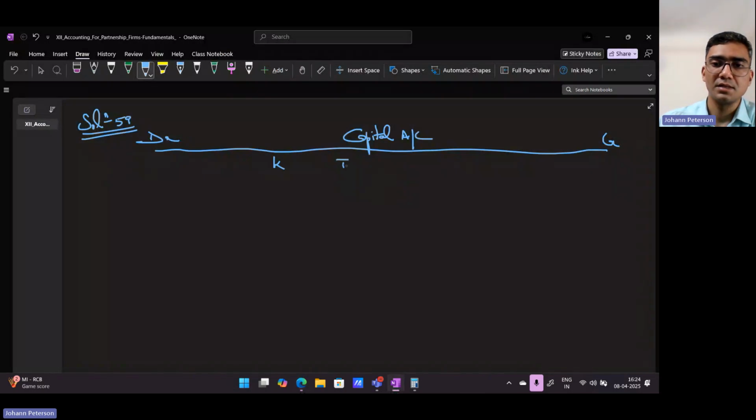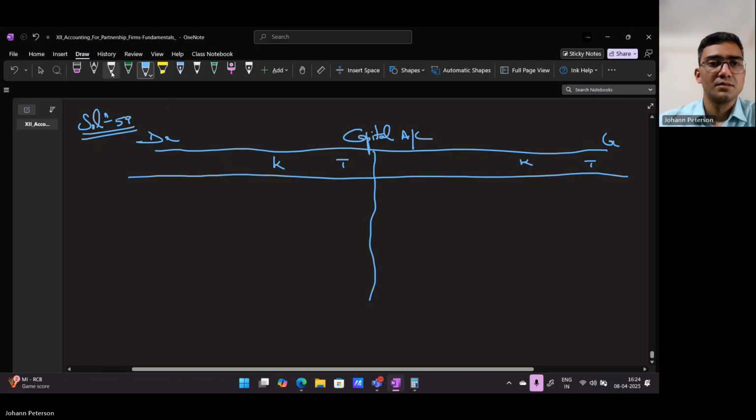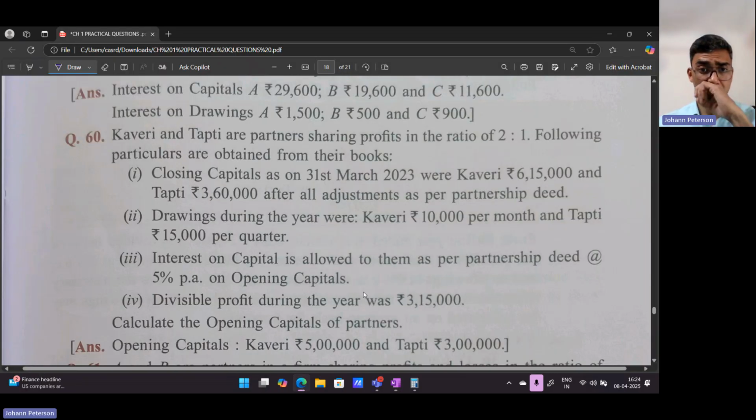K and T. Again, K and T. All right. So since we have our closing balances, I'm writing it here. So to balance carried down, it is given as 6,15,000 and 3,60,000.